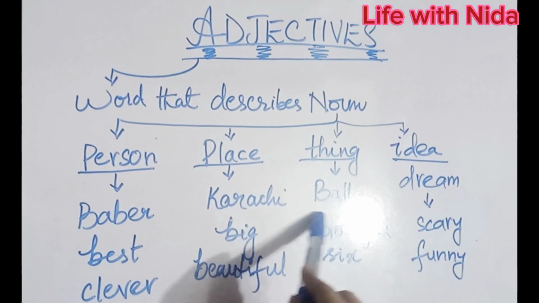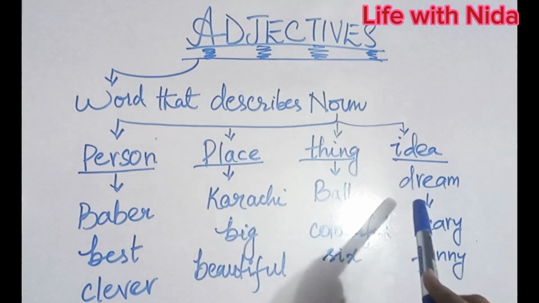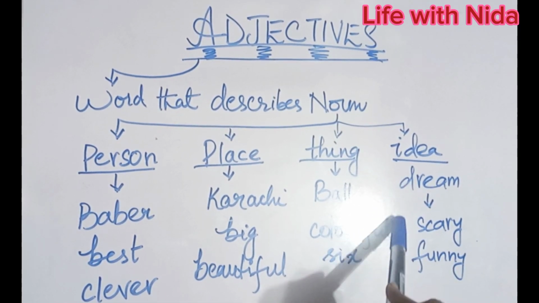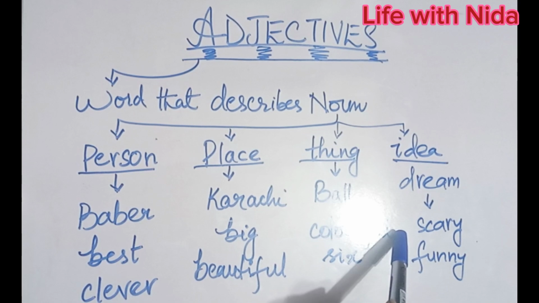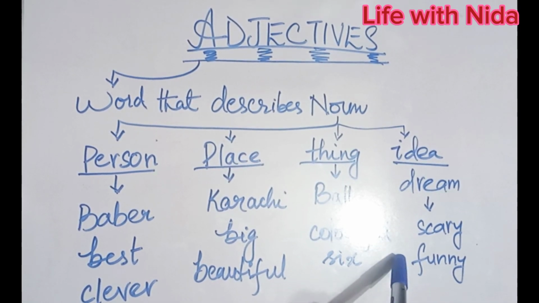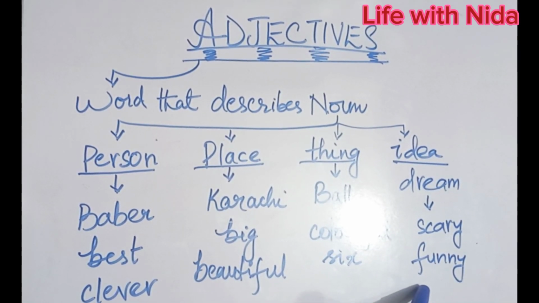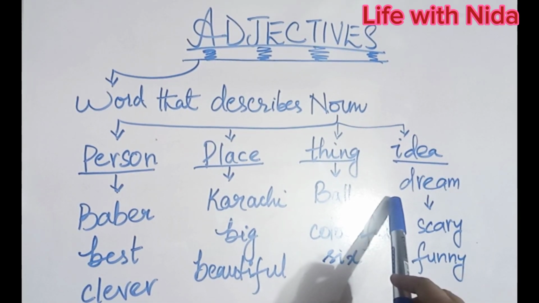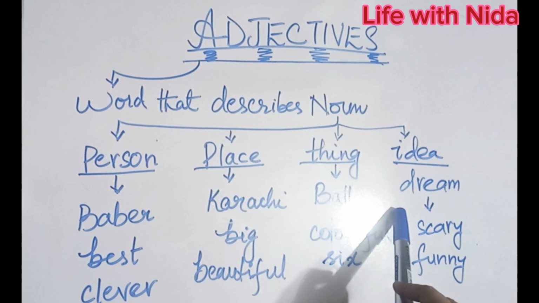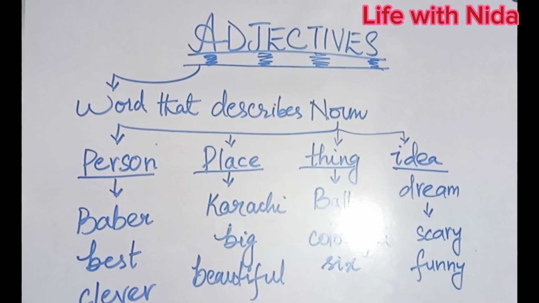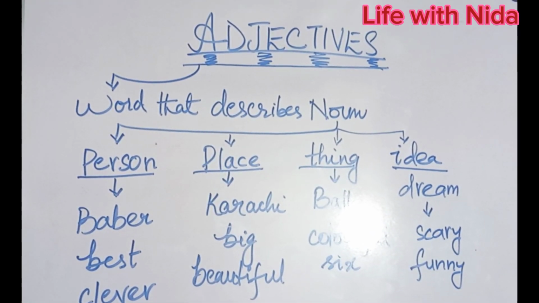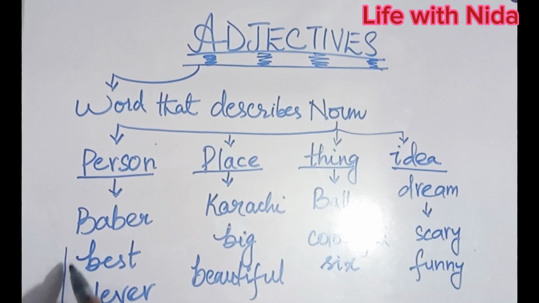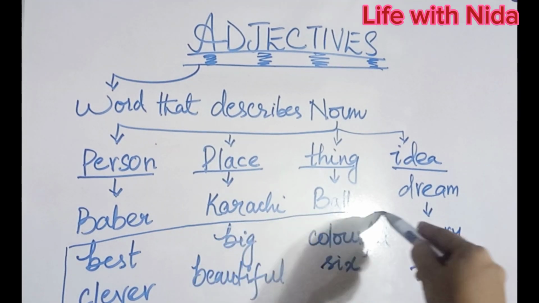So in case of an idea, suppose dream. So if I say I got a scary dream last night, or I say I got a funny dream last night, so scary and funny are the words that are describing a dream as an idea. So these are the examples of adjectives which are describing nouns.